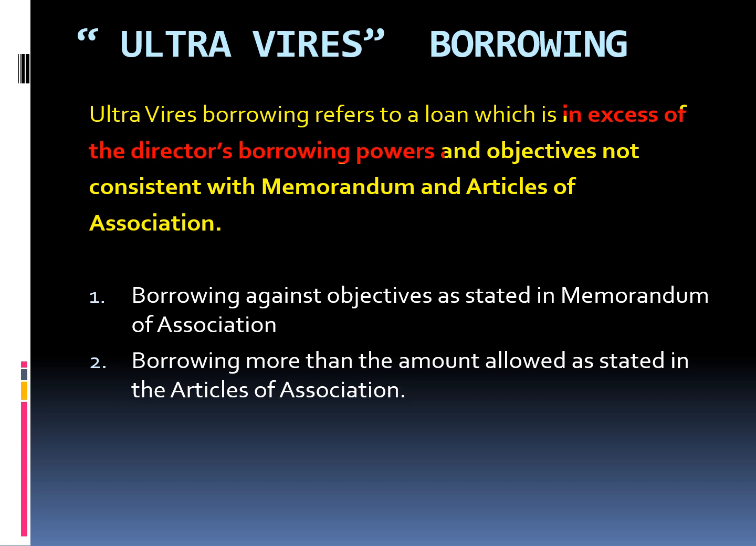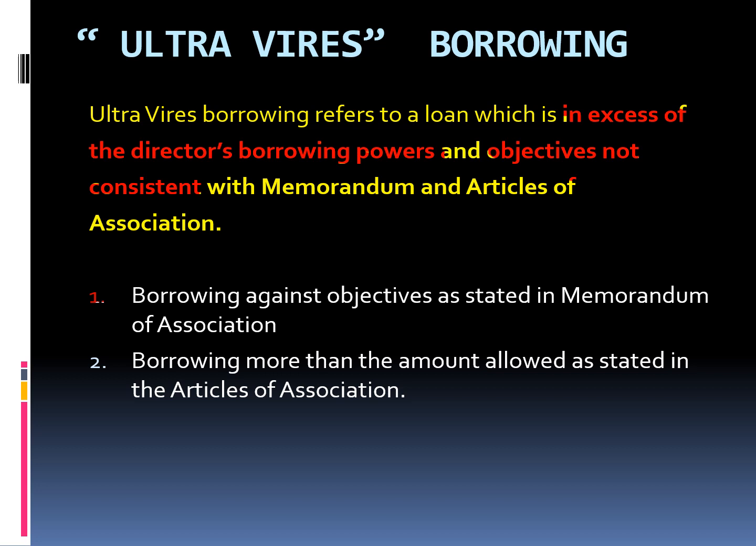director tu untuk meminjam. And then satu lagi ialah ultra vires ni bila mana objective of the borrowing is not consistent with the memorandum of association and also article of association. So kalau you nak mudah, saya dah pecahkan dua kat sini. Yang number one is borrowing against objective as stated in the memorandum of association. Okay, ultra vires boleh berlaku bila mana directors tu buat pinjaman melanggar objektif yang terdapat dalam memorandum of association. Okay, yang bertentangan dengan objektif yang ada dalam memorandum of association.